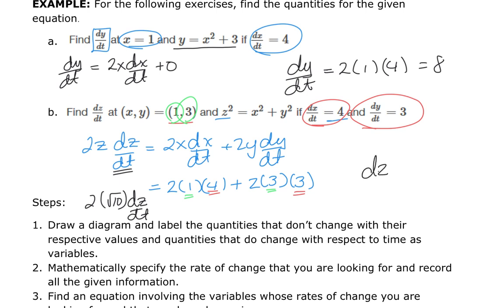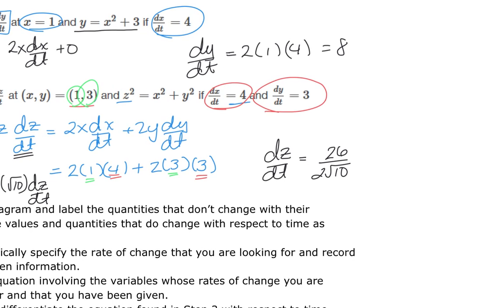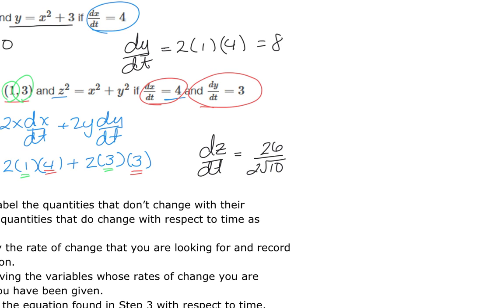So I have dz dt is going to be equal to 26 over 2 root 10. If my z is the negative, then dz dt is going to be equal to 26 divided by negative 2 root 10. And that's my 2 answers.